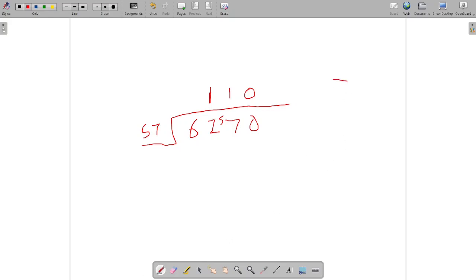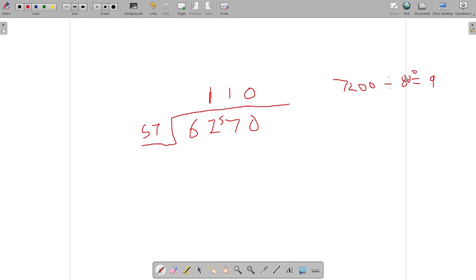So 7200 divided by 800. Okay, that's the same as 72 divided by 8, which is 9. Sorry, 800, we're doing 800. Okay, that's the same as 72 divided by 8, which is 9.